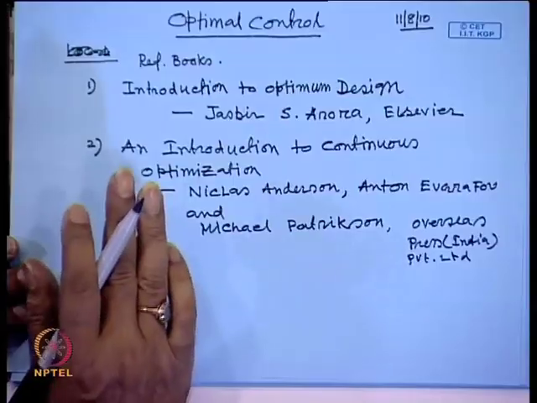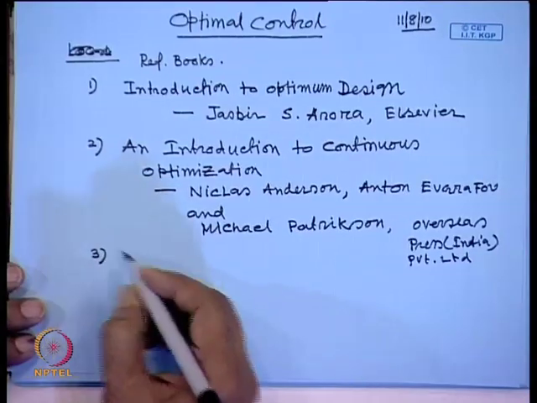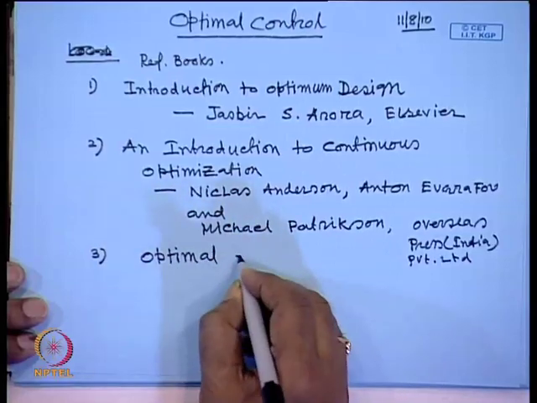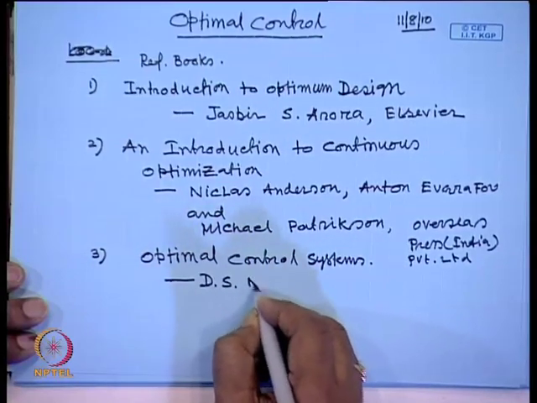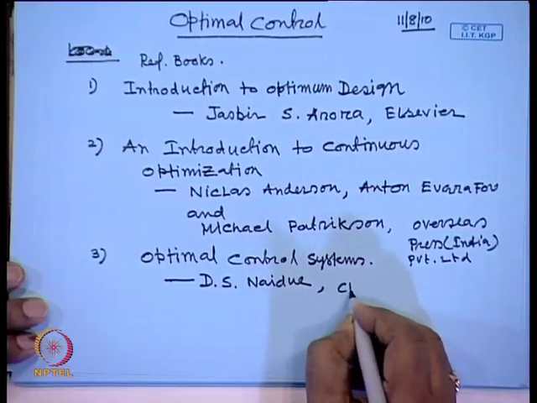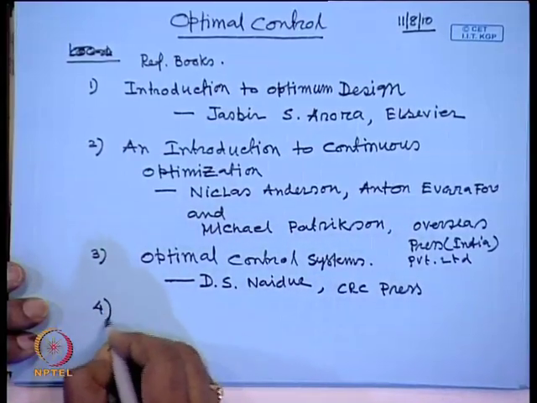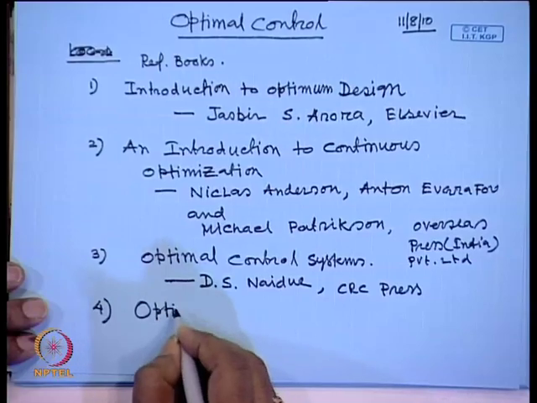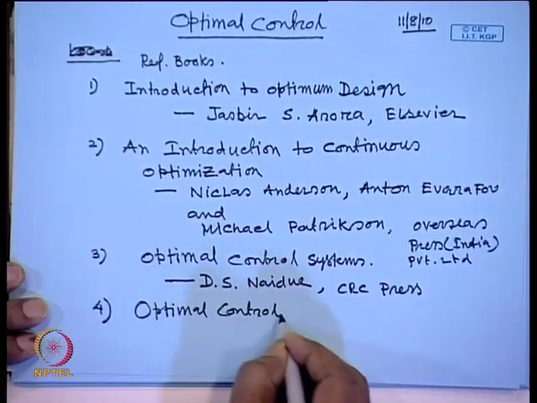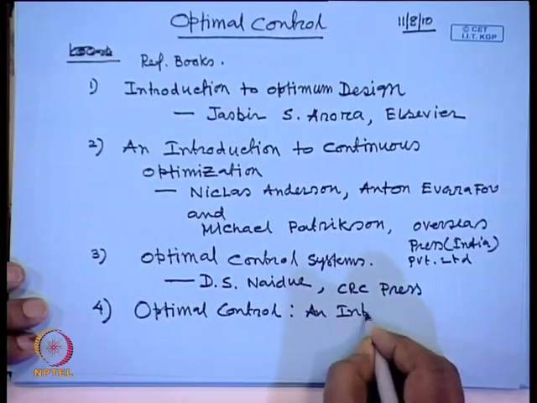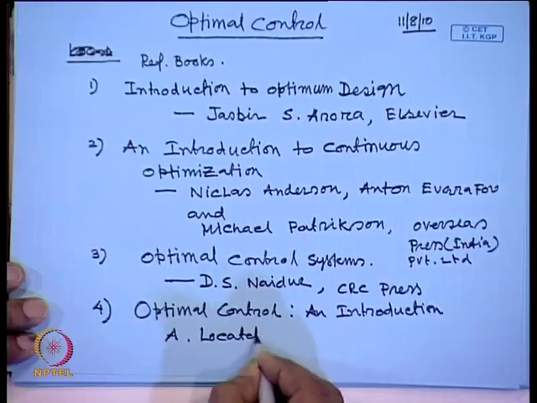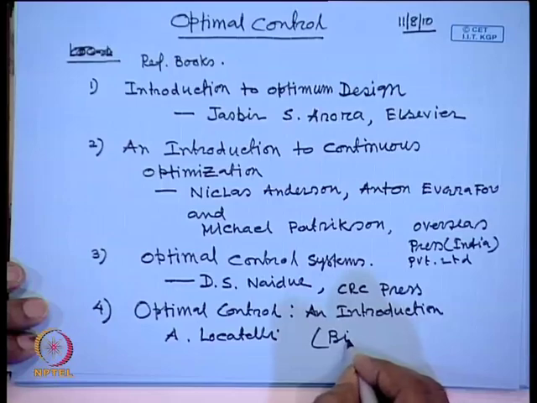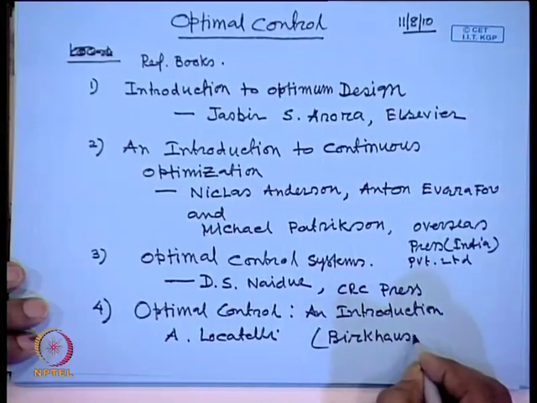These two books mainly cover the static optimization problems. The remaining two books: book three is Optimal Control Systems, the author is D.S. Naidu, and it is from CRC Press. The fourth book is Optimal Control: An Introduction, the author is A. Locatelli, and the publisher is Birkhauser, Berlin.